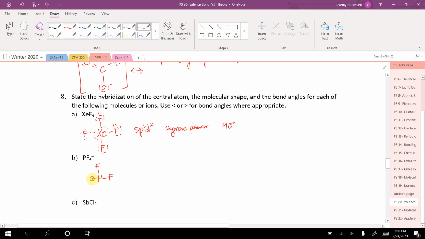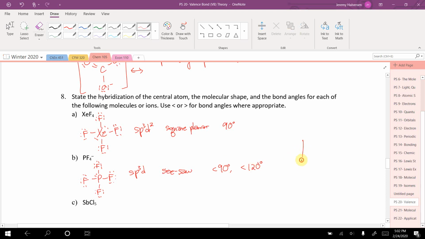PF4 minus. Steric number 5 is going to be sp3d, and that's trigonal bipyramidal electron geometry. 1 lone pair brings that to seesaw. And that gives us angles, so we get less than 90 degrees. We also get less than 120 degrees.